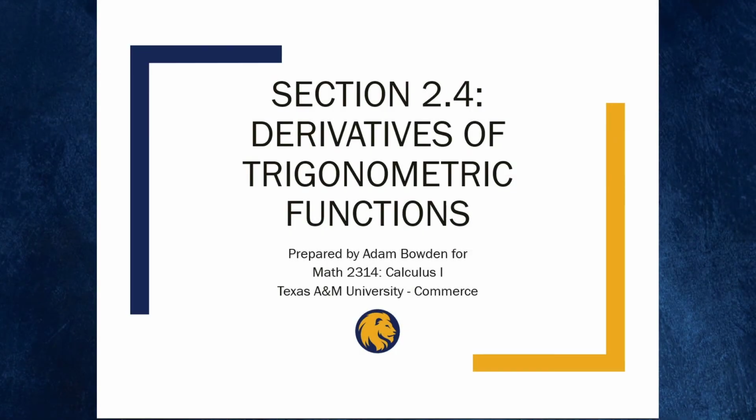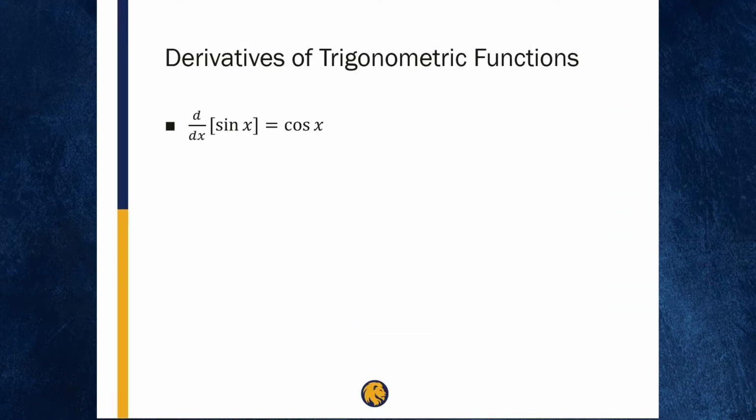In section 2.4, we're going to study the derivatives of the trigonometric functions. And so we're going to be looking at functions like sine of x, cosine of x, and so forth to see what their derivatives are. In the case of the derivative with respect to x of sine x, that's equal to cosine x. The derivative of cosine x is negative sine x.